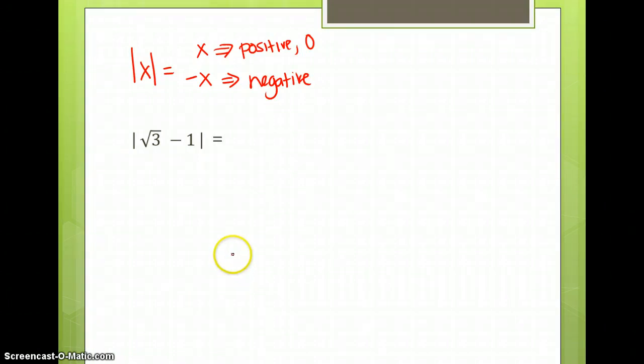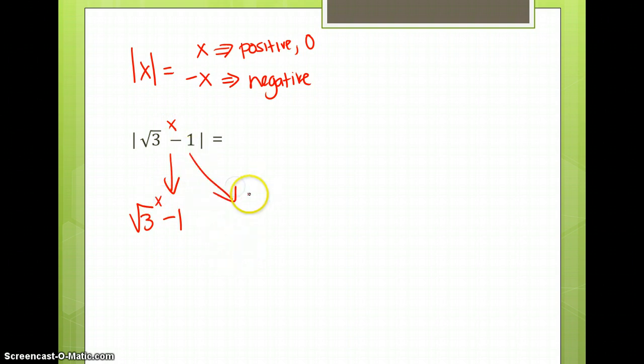But what we need to figure out is this square root of 3 minus 1, the absolute value, is it equal to square root of 3 minus 1? Are we saying this is x, so it's equal to the same exact thing? Or is it equal to negative x? Do I need to multiply square root of 3 minus 1 by negative 1?